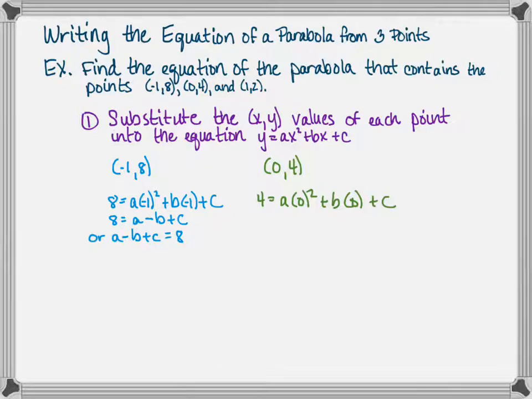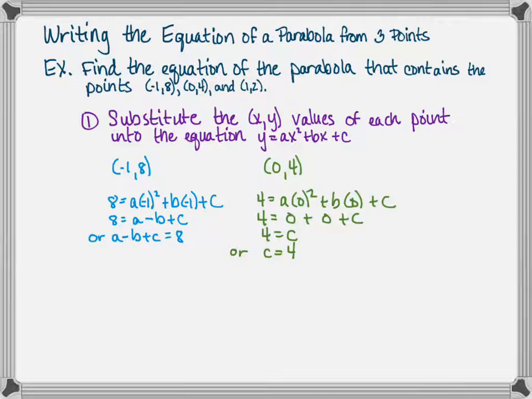We get 4 equals a times 0 squared plus b times 0 plus c when we substitute in 4 for y and 0 for x. Simplifying, this becomes 4 equals 0 plus 0 plus c, or 4 equals c. Switching it around, c equals 4. So that's our second equation.